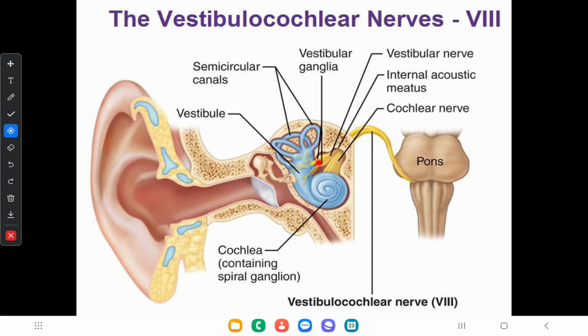The central processes of ganglion cells collect to form the trunk of the vestibular nerve, and in the internal meatus, the vestibular nerve is in close relation with the cochlear nerve and the facial nerve as well as the labyrinthine vessels. When we talk about the course through the posterior cranial fossa, the vestibular nerve enters the posterior cranial fossa and passes through the cerebellopontine angle to reach the brainstem.